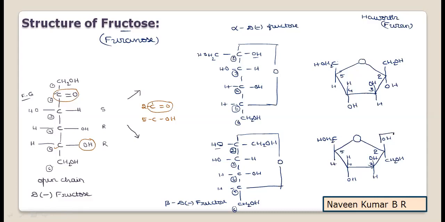Now, if you observe the structure here, on the 2nd carbon, which is the functional carbon, note the position of the hydroxyl group. The hydroxyl group is below the plane, so this will be alpha D minus fructose. You can also include the name in this. If you include the name furan, fructofuranose will be the name. And this will be beta D minus fructose.